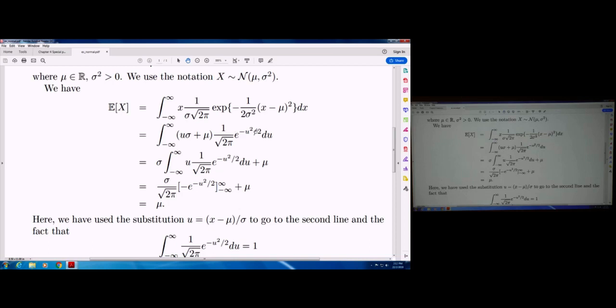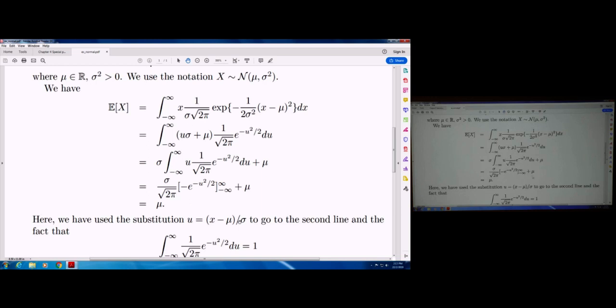So this becomes e to the minus u squared. 1 over root 2 pi stays. x is equal to u sigma plus mu, that's what you get here. And the factor sigma cancels with the sigma here from the change of variable. So when you change variables, you have this Jacobian which comes in, and that's why you lose this factor sigma.